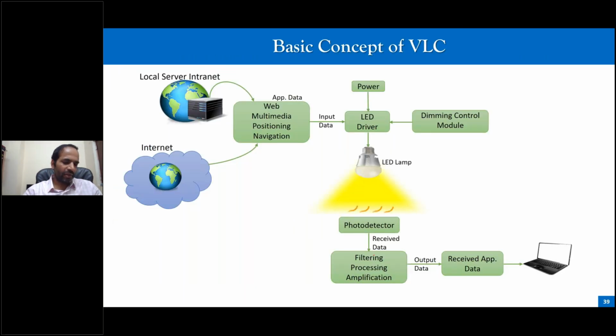Now let us look at the basic concept of visible light communication. This picture is very simple. You are getting data from the internet. You are feeding this to an LED driver, which is driving an LED lamp, and a photo detector converts it back. You can have some filters and receive replication.